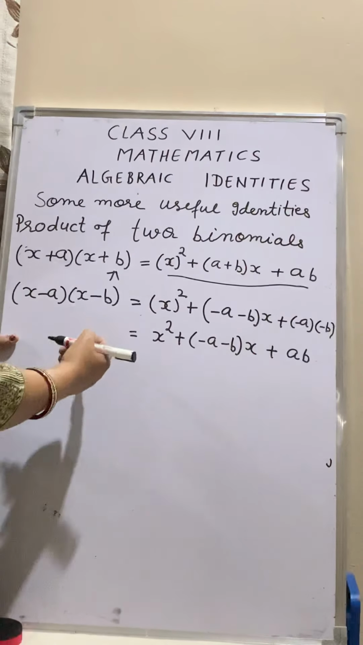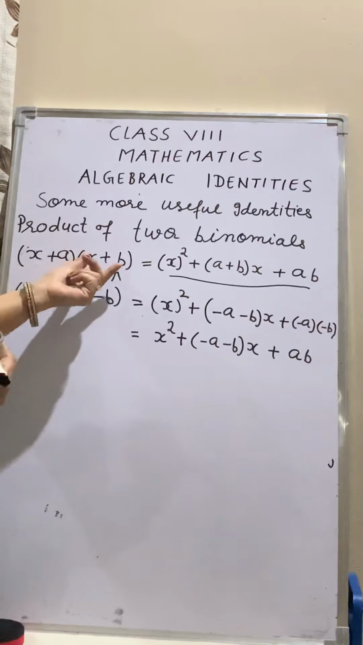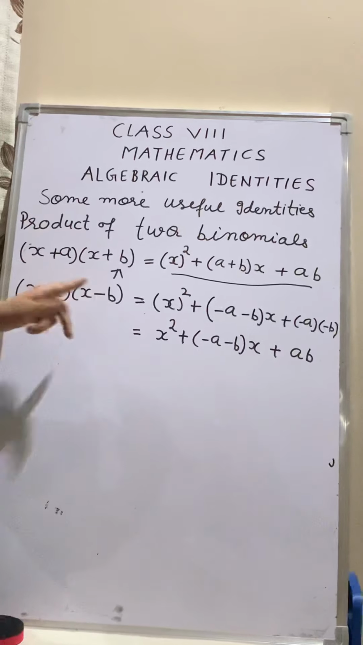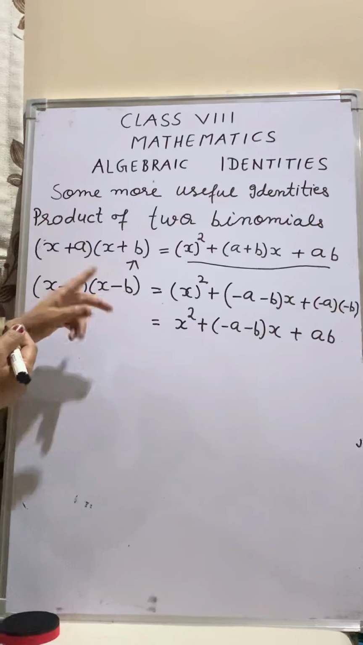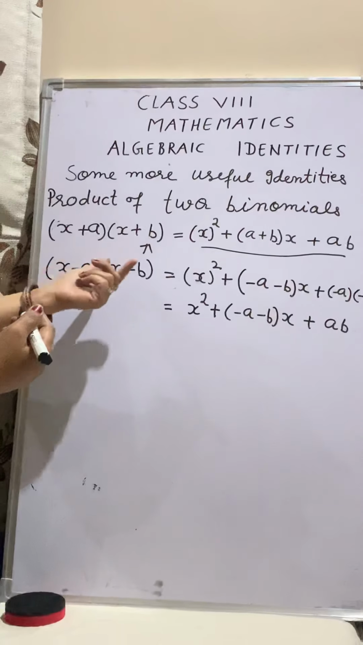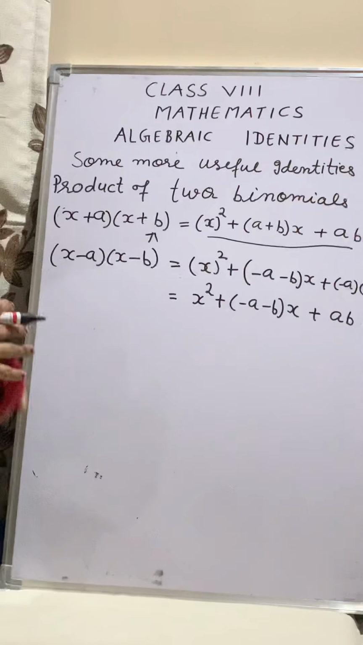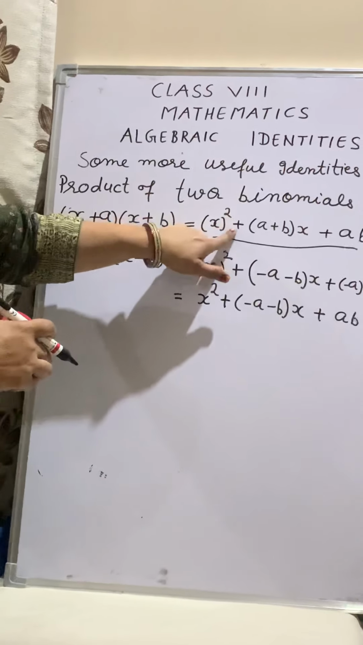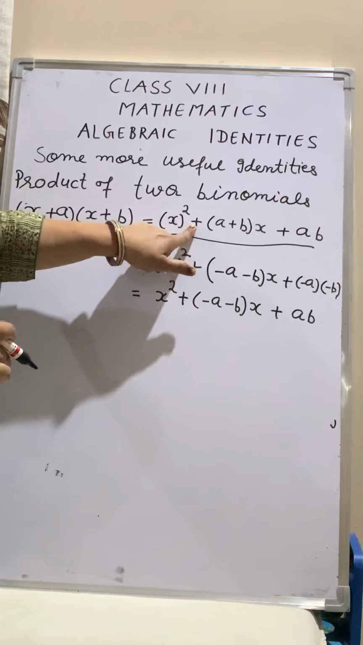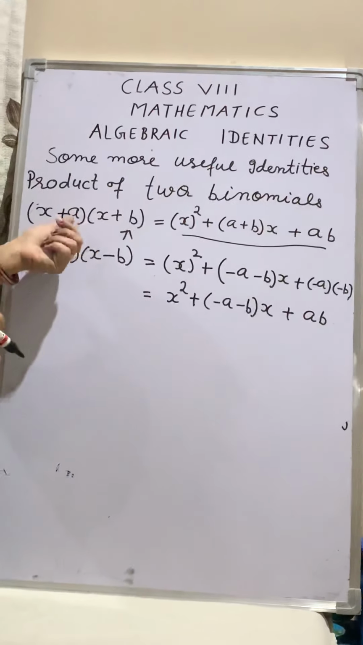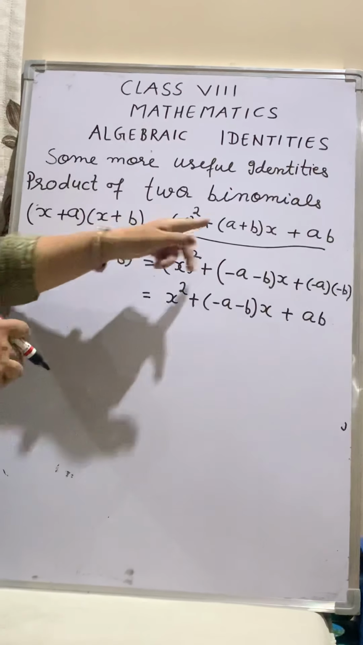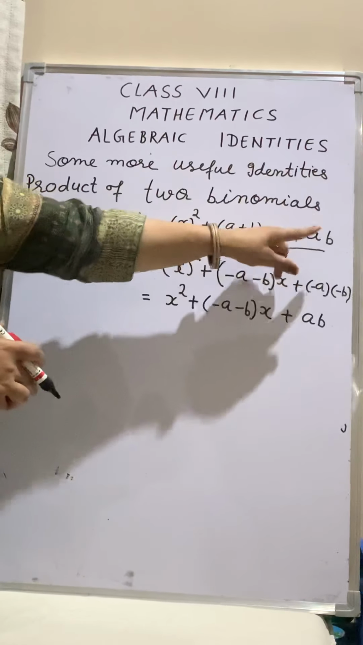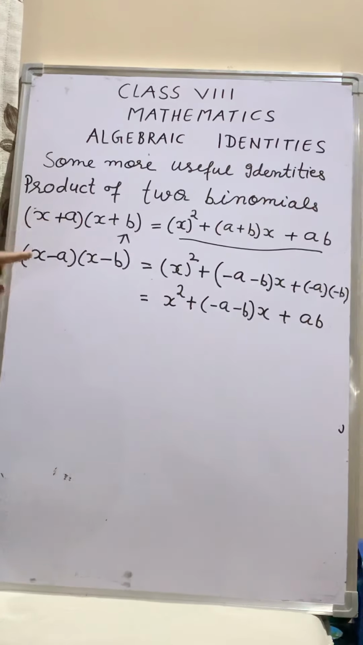So we can find out the product of binomials if they are positive, negative, or one negative and second positive, second negative and first positive. You can always use this identity, whole square of the first plus. Here you have to write down always plus. A plus b, these are the constant terms, multiplied with x plus the product of these two constant terms.